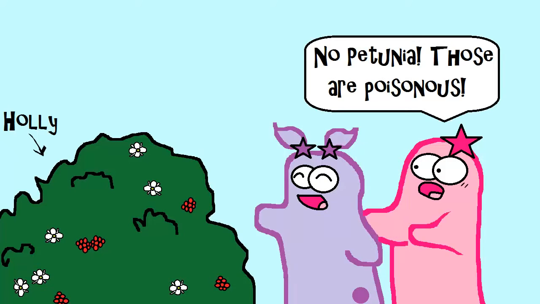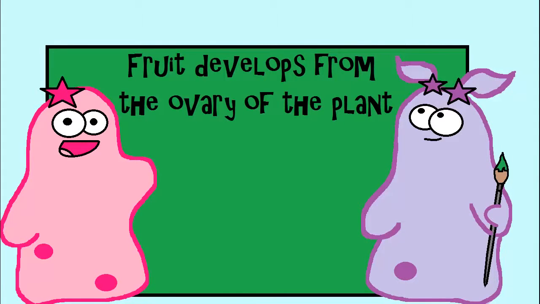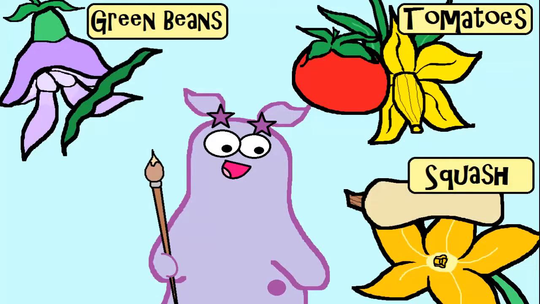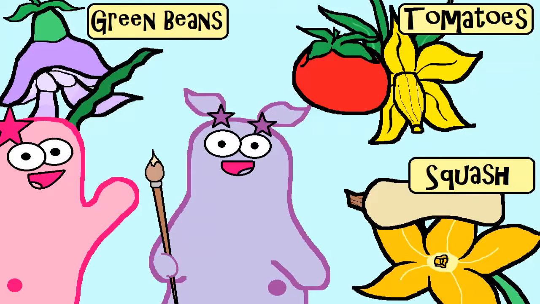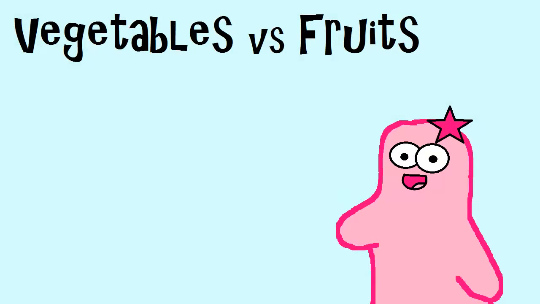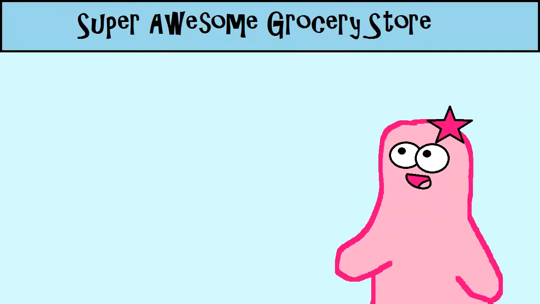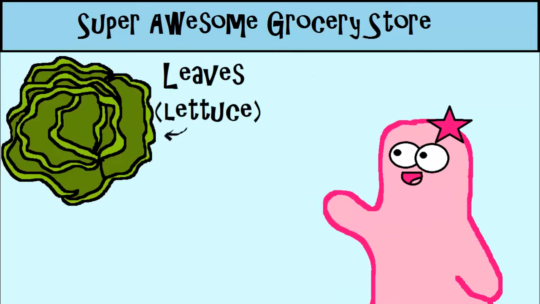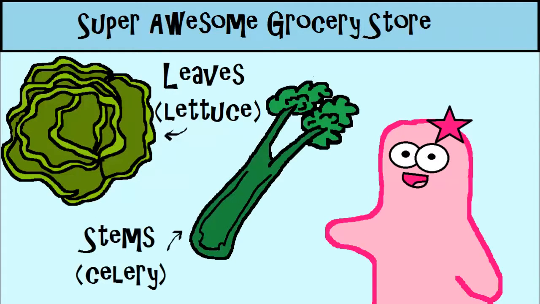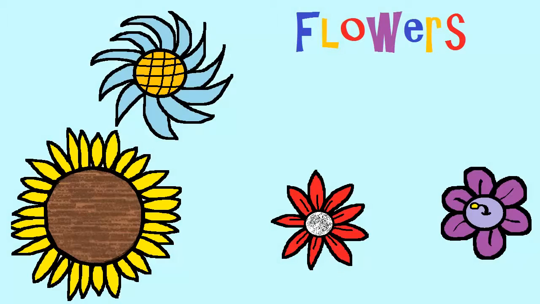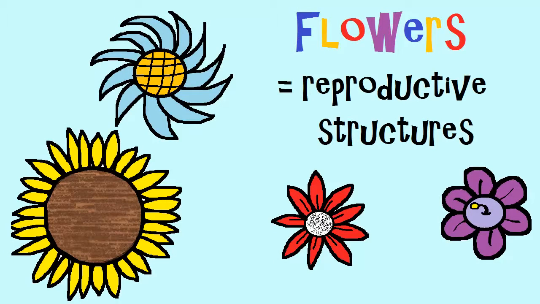By the biological definition, a fruit develops from the ovary of a plant, which doesn't exactly sound appetizing. Pumpkins, green beans, tomatoes, squash, these all developed from the ovary of a flowering plant. These are all fruits. The term vegetable really isn't used as a true biology definition. A lot of what grocery stores classify to be vegetables are other structures of plants, like leaves, think of lettuce, or stems, think of celery, and sometimes grocery stores just classify vegetables as plant structures that are generally not as sweet. So angiosperms have flowers, and these are the reproductive structures.